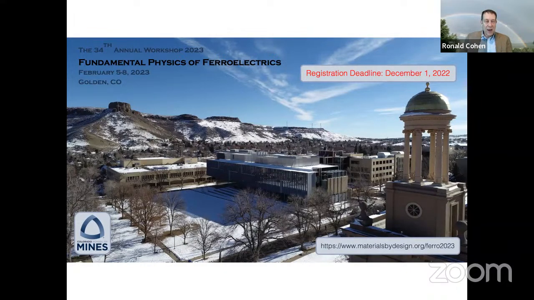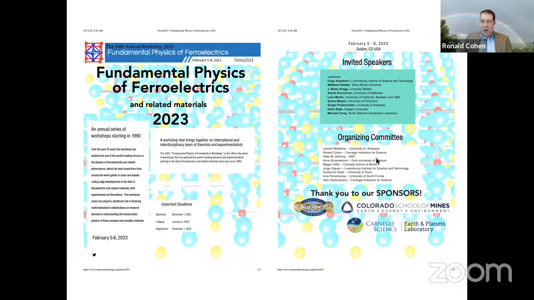We have quite an exciting program lined up with exciting invited speakers already. Of course, the whole program is not settled until we get the abstracts in on December 1st. And again, I want to thank the organizing committee. There's some overlap with the organizing committee for these Ferro lectures, but there are also additional people involved, and I want to thank them for helping out as well.